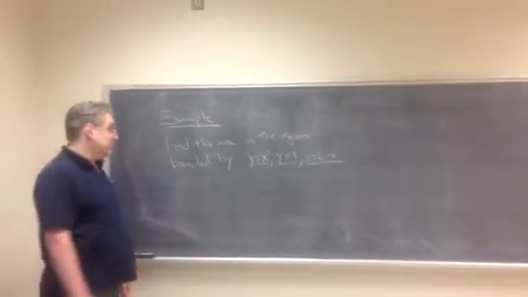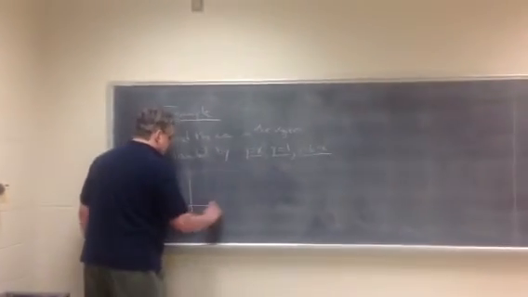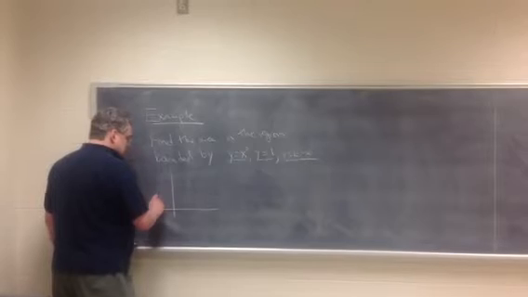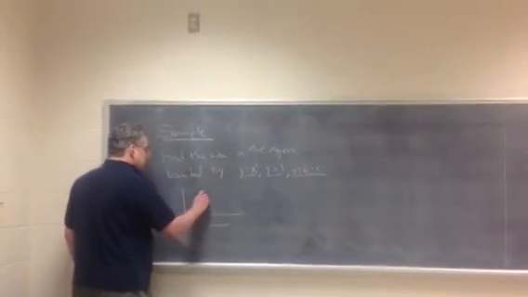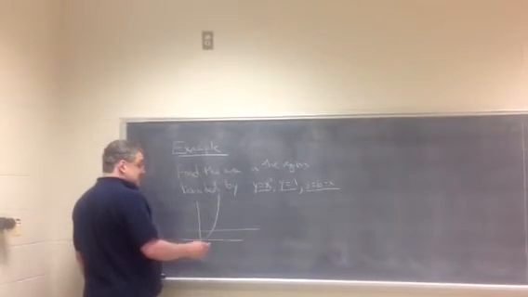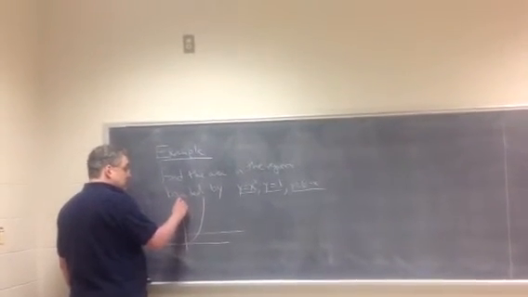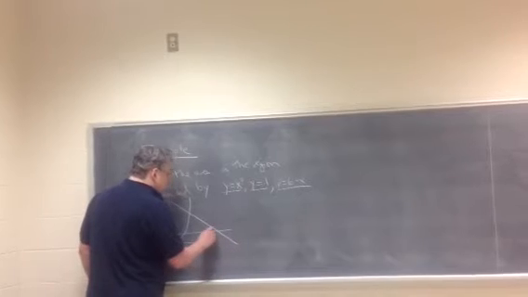So let's graph. That's usually the best choice when you're not sure what you're doing. y equals 1 is easy. y equals x squared is easy. And y equals, well, 6 minus x is actually pretty easy too. This is the region.